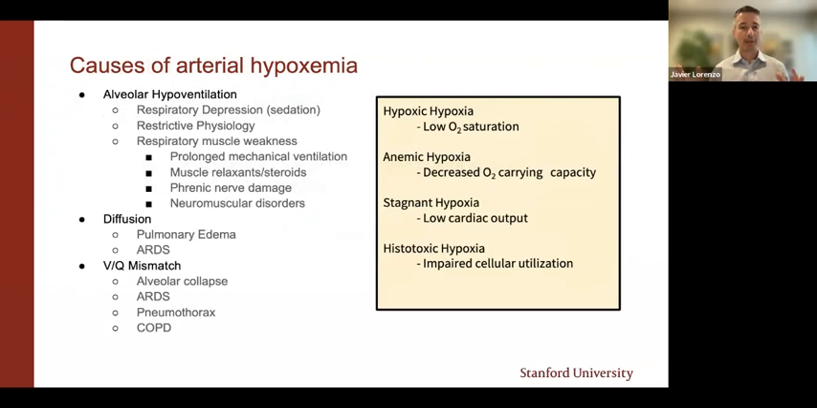So other ways we classify arterial hypoxemia: we talked about hypoventilation, we talked about the restrictive physiology of that patient with abdominal compartment syndrome, that first case. Patient can also be weak. Patient can also have neuromuscular disorders. We talked about the diffusion. We talked about edema, which is actually one of the most common diffusion abnormalities.